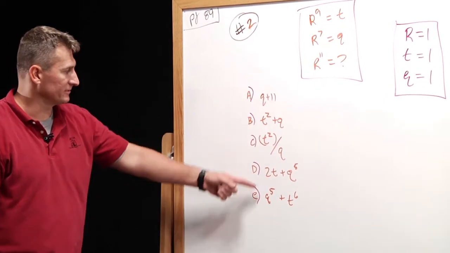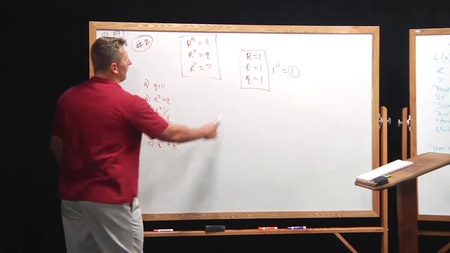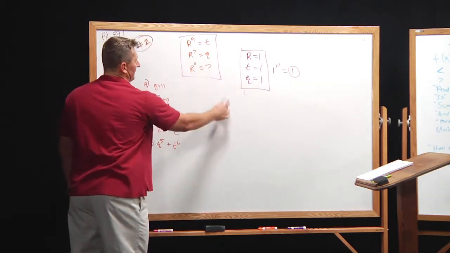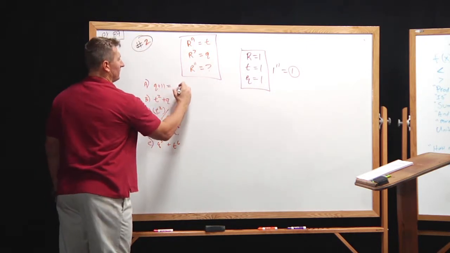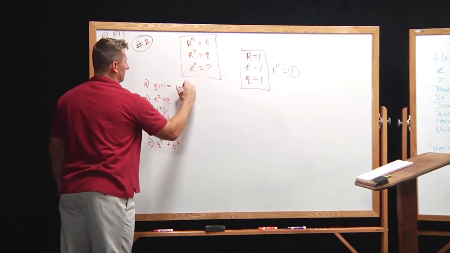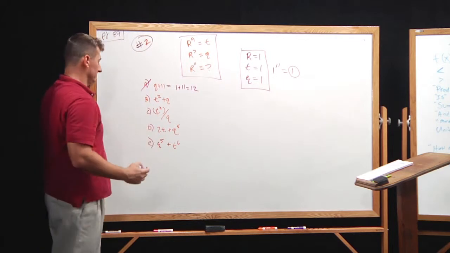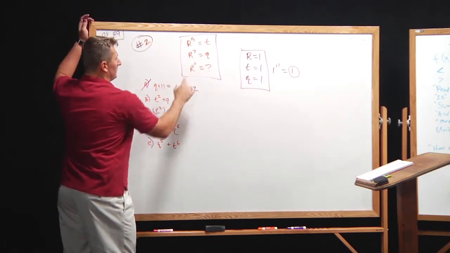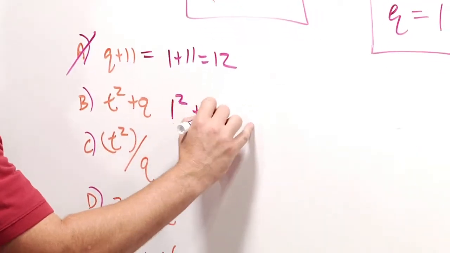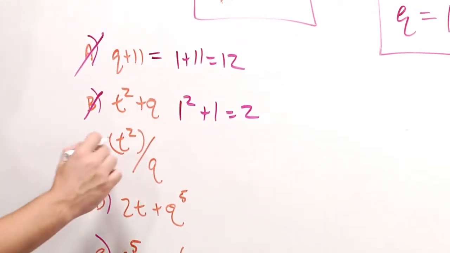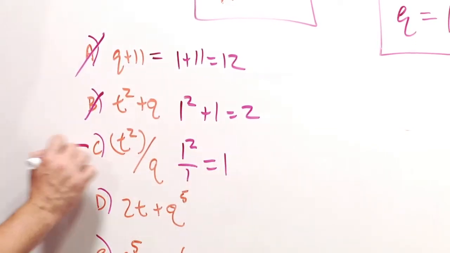Now I look down here and I don't see a 1. That doesn't mean I did anything wrong. Remember, when I made r 1, r to the 7th became q, and so q is 1. So q plus 11 is 1 plus 11, which is 12, and 12 does not equal 1. Remember, we're looking for 1, which is the value of r to the 11th. t squared plus q is 1 squared plus 1, which is 2. That's not 1. t squared over q is 1 squared over 1, which is 1. We've got a winner.